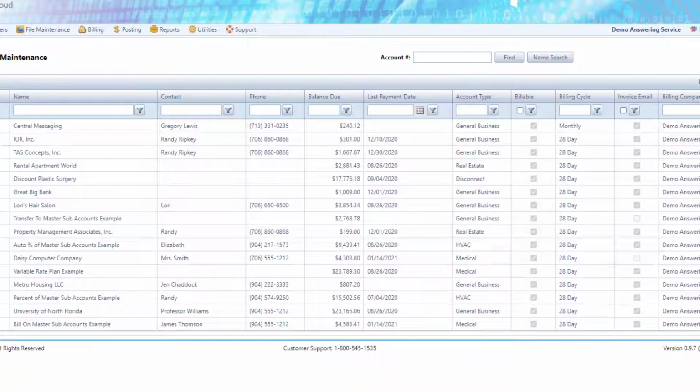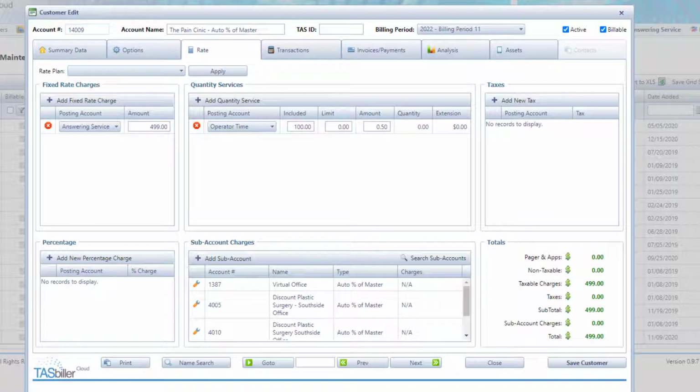Now the last variation is the automatic percent of master. This is a situation where the client wants generally a jumbo rate plan because they have many offices and they want the best rate per office. And so in this case, again, the account number for the master should be something outside of the realm of your normal accounts. This is just a billing account number. It should not relate to one of the accounts in your system. All of this client's accounts would be sub-accounts listed here.